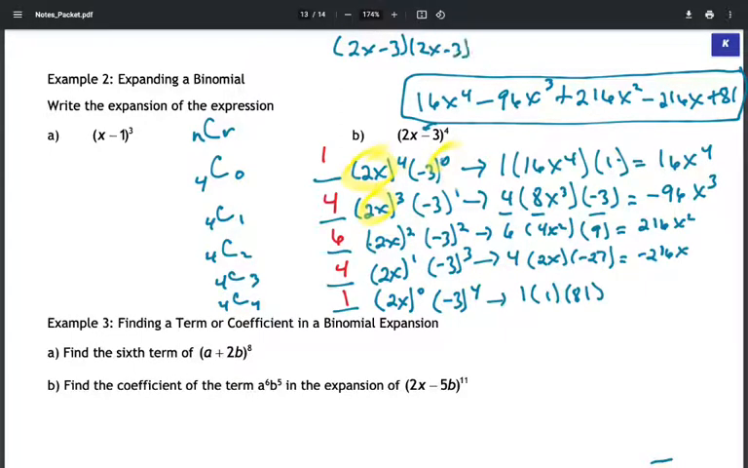All right, so that's just an easier way, rather than having to do 2x minus 3 times 2x minus 3 times 2x minus 3 times 2x minus 3. Rather than multiplying that all the way out, this was an easier way to take care of it. Okay, let me move up.